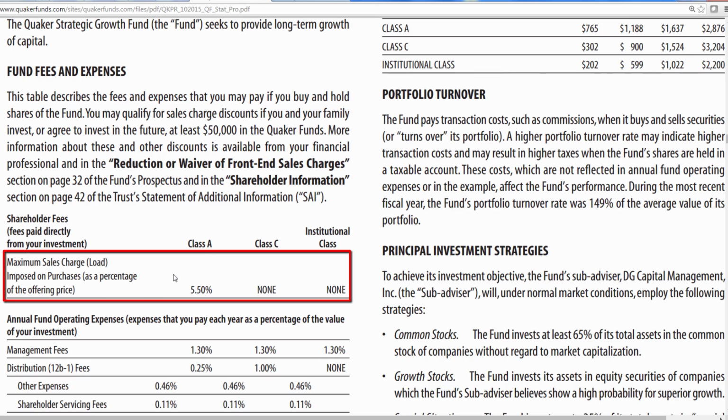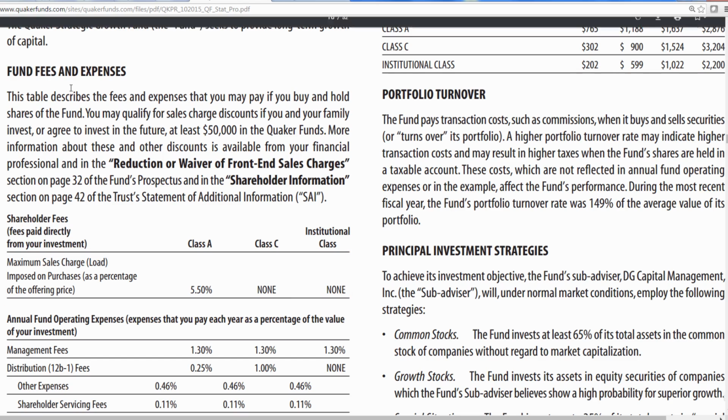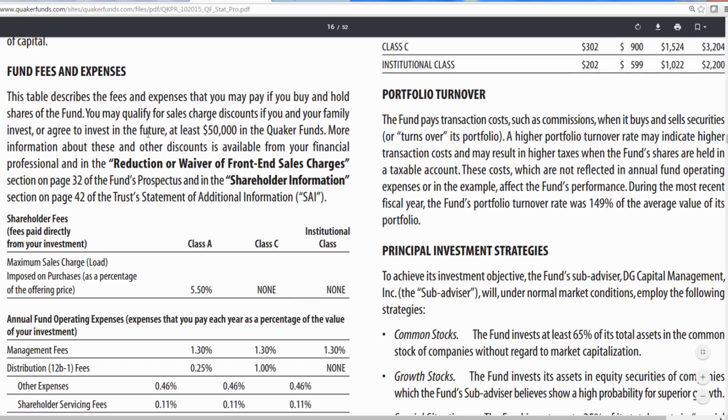That's pretty high. Now Class C, an institution where you might have bigger things you can do, then you have to have more money invested. In fact, it says up here, if you and your family invest or agree to invest in the future at least $50,000 in Quaker funds, you might get a reduction on your sales charge. You might. So if I give you $50,000, maybe I don't have to pay 5.5%. Maybe I can get something a little less. And maybe if it's $100,000, I can get a Class C share. A little more details behind that.